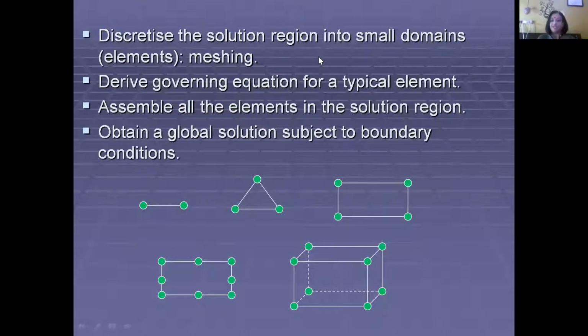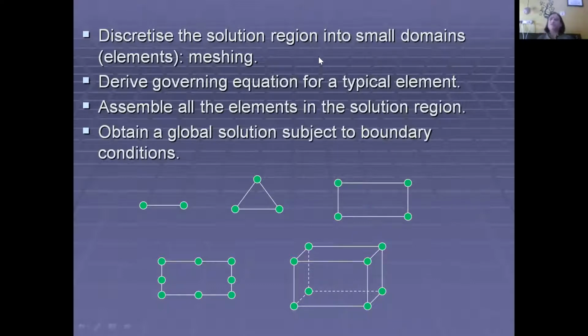And then we take each element at a time. And just as we have done for each branch in this electrical circuit, we set up a governing equation for a typical element, for a single element. Then, following the rules of the standard discrete systems, we must assemble all the elements into a solution region.